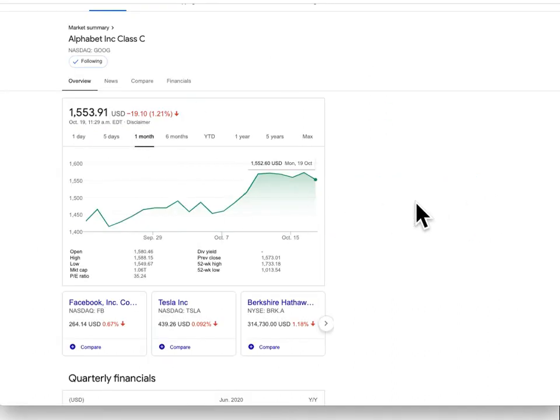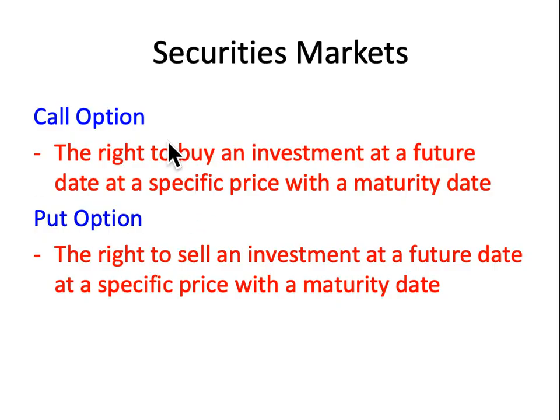And so, if my option said $1,600, would I do it? Of course I wouldn't do it, because I would just buy Alphabet in the open market. But if my option said buy Google at $1,500, I would probably do it, because that means I can sell it right away and get $1,554, right? So the option, you make the agreement, and the option will sell us, say, a specific value with a specific maturity date.